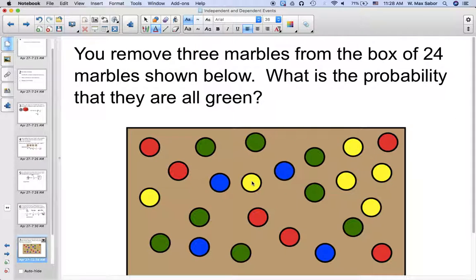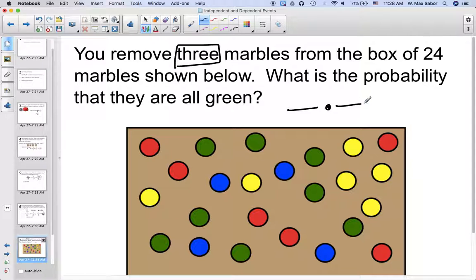Now you remove 3 marbles from the box of 24 marbles shown below. What's the probability they're all green? We have 3 marbles that we're removing, so that's 3 decisions. The first time, we have 24 marbles in the box. How many of them are green? 1, 2, 3, 4, 5, 6, 7, 8. So 8 out of 24 are green. Once we've removed 1, now there are 7 out of 23 total marbles.